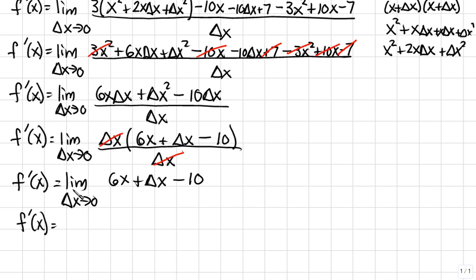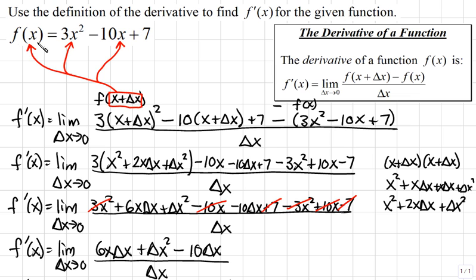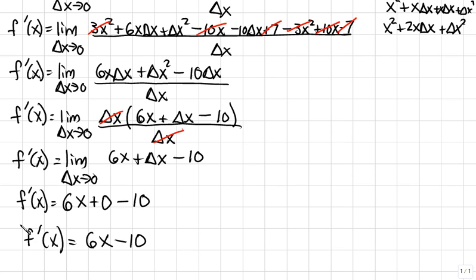Evaluating our limit, we don't have to write the limit anymore. Plugging in 0, we get 6x plus 0 minus 10, which simplifies to f prime of x becoming 6x minus 10. So the derivative of our original function, which was f of x equals 3x squared minus 10x plus 7, becomes the derivative f prime of x is equal to 6x minus 10.